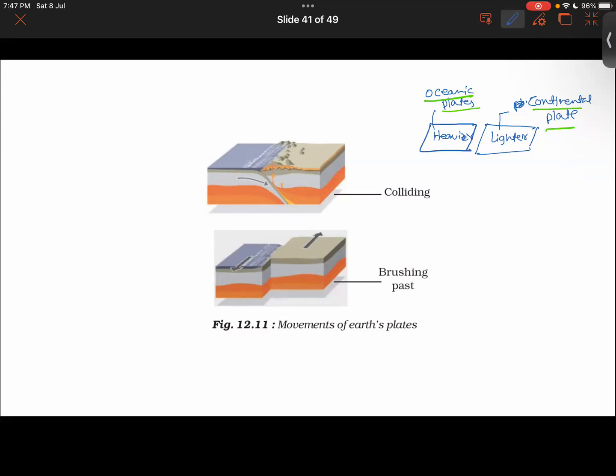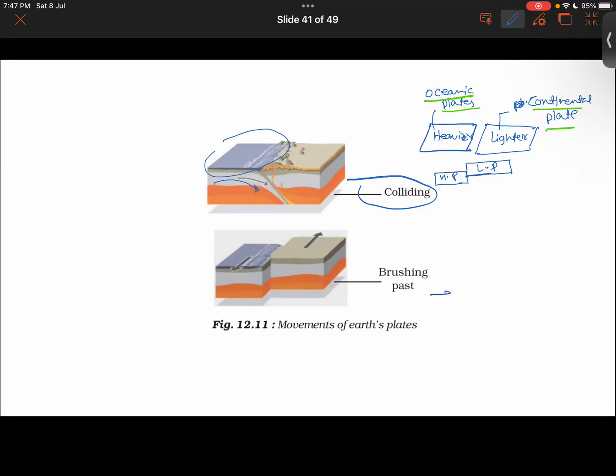So what happens when a heavier and a lighter plate collide? The heavier plate sinks down while the lighter plate will not sink. This is the lighter plate. This is the heavier plate. So this thing is happening here, this collision. See, this plate is going down. The arrow denotes that this one is heavier and it's going down, while the other one remains where it is.